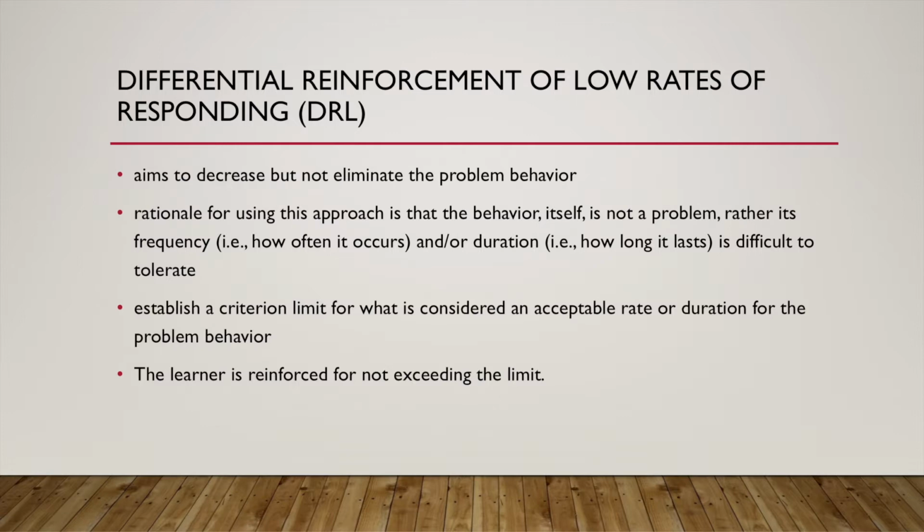The most common way to use this approach is to establish a criterion limit for what is considered an acceptable rate or duration for the problem behavior. The learner is reinforced for not exceeding the limit. For example, if the learner engages in 8 acts of talking out loud during a 20-minute interval, in which the criterion is set at no more than 5 times, then the individual does not receive reinforcement.